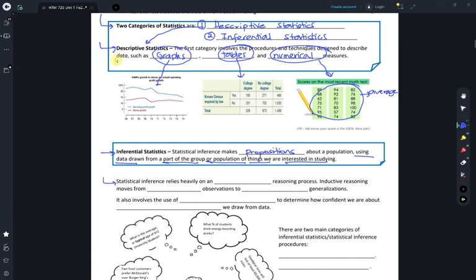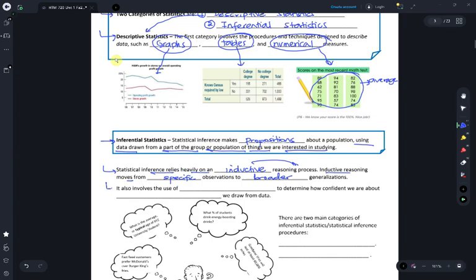So statistical inference relies heavily on an inductive reasoning process when we're using sample data to make generalizations about the entire population. What does the inductive reasoning process involve? Inductive reasoning usually moves from specific observations, what you observe from just a few, and uses the information you get from a few to make broader generalizations.